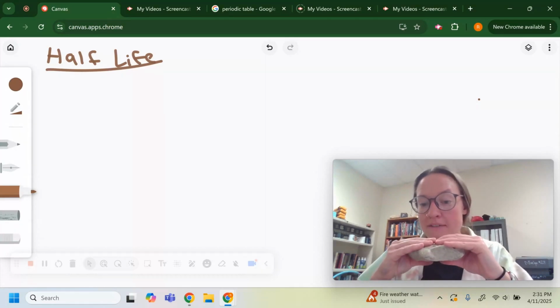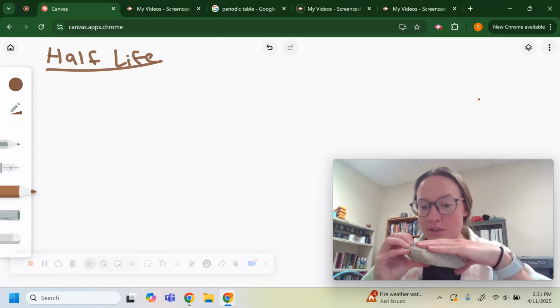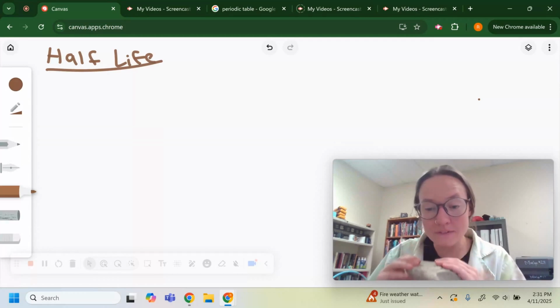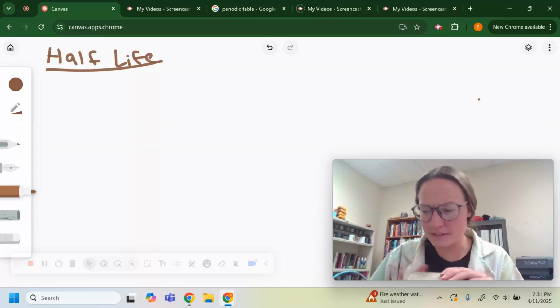So after one half-life, half of it is uranium. After two half-lives, a quarter of it is uranium. And after 3 half-lives, 1/8 of it is uranium, and so on and so forth, until eventually all of it will no longer be uranium. That's the idea of a half-life.